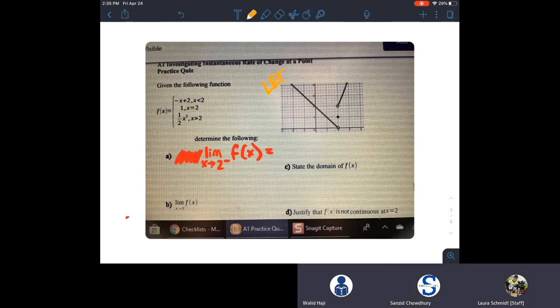So if you're on the left side of the graph, find the line that's closest to the left side of the graph. So would it be this line or this line? That one, the left one. Yeah.